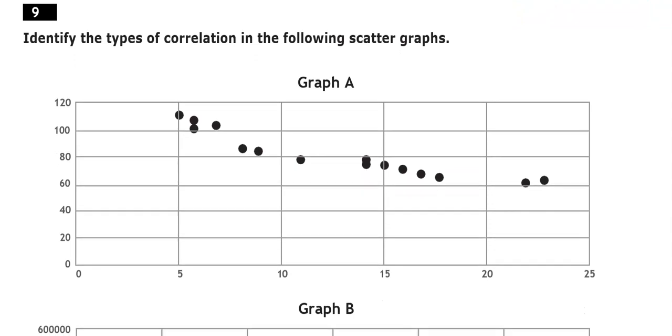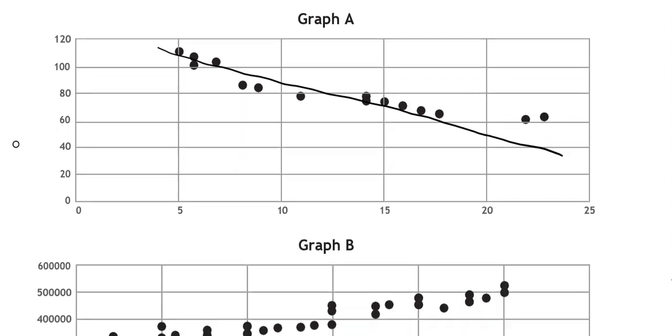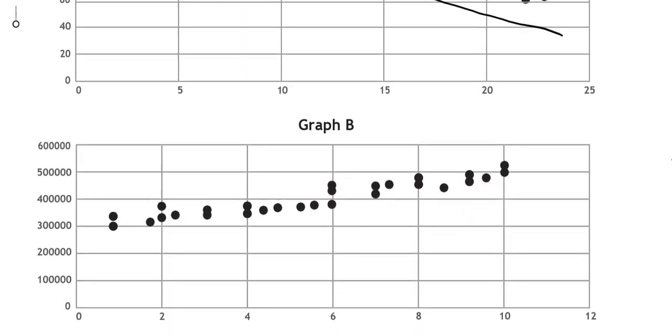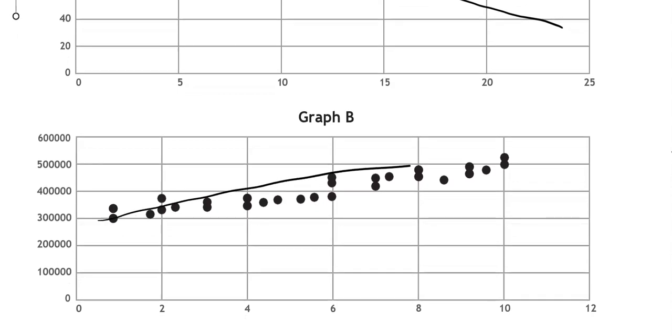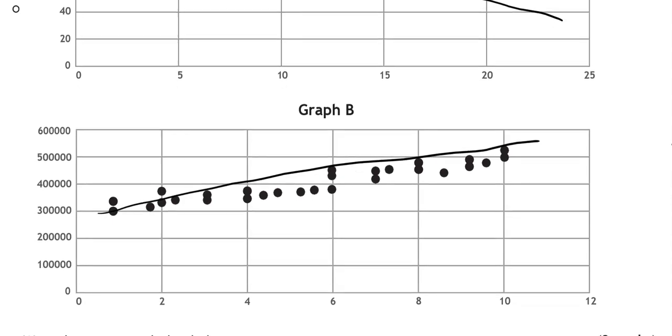Identify the types of correlation in the following scattergraphs. We can see a downward slope in here, so it's a negative correlation. And this one is a positive correlation because the slope goes upwards.